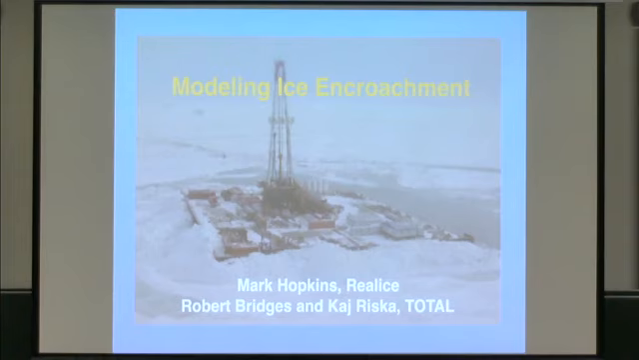So what is ice encroachment? Ice encroachment occurs when you put a structure in an ice field. This is an ice island in the Caspian Sea, and it's not too easy to see, but you can see the piles of ice around two sides of the structure. Over here, there's a little bit of encroachment.